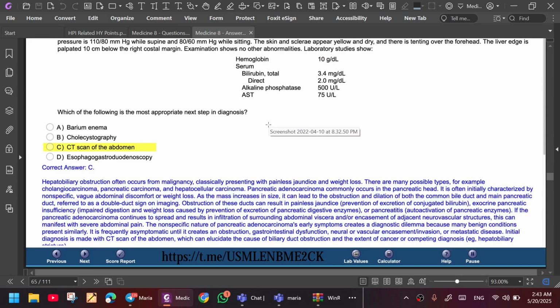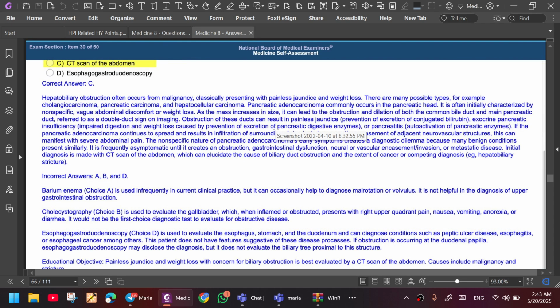Hepatobiliary obstruction often occurs from malignancy, classically presenting with painless jaundice and weight loss. There are many possible types, for example, cholangiocarcinoma, pancreatic carcinoma, hepatocellular carcinoma. Pancreatic carcinoma commonly occurs in the pancreatic head. It is often initially characterized by non-specific vague abdominal discomfort or weight loss. As the mass increases in size, it can lead to obstruction and dilation of both the common bile duct and the main pancreatic duct, referred to as double duct sign on imaging.